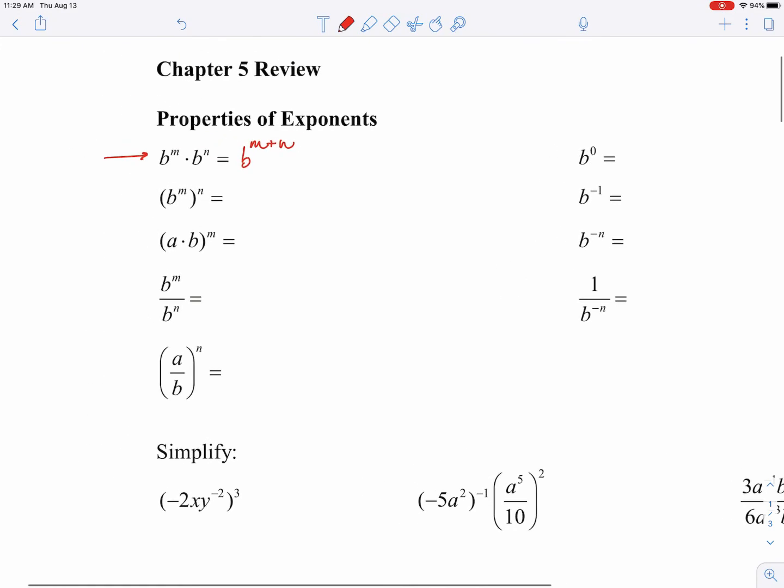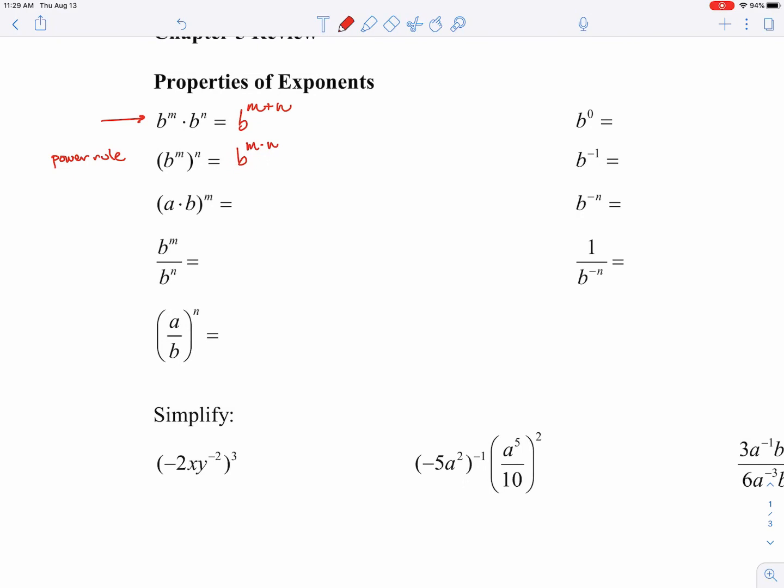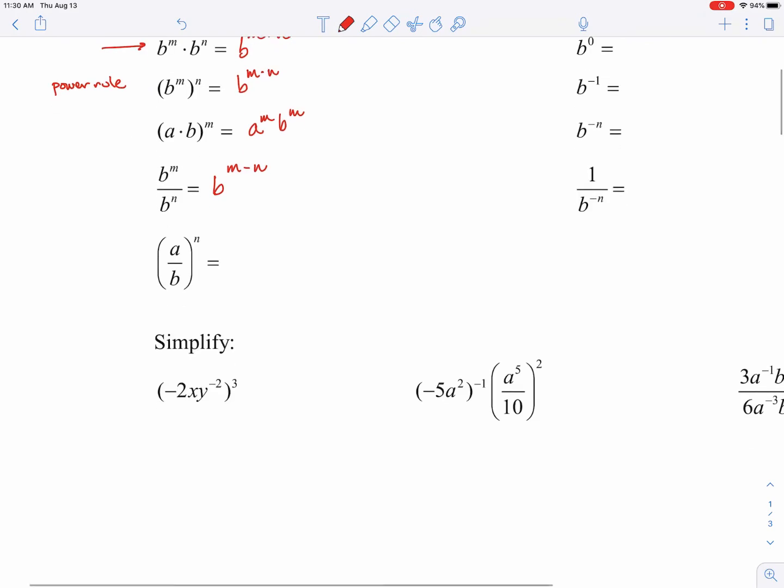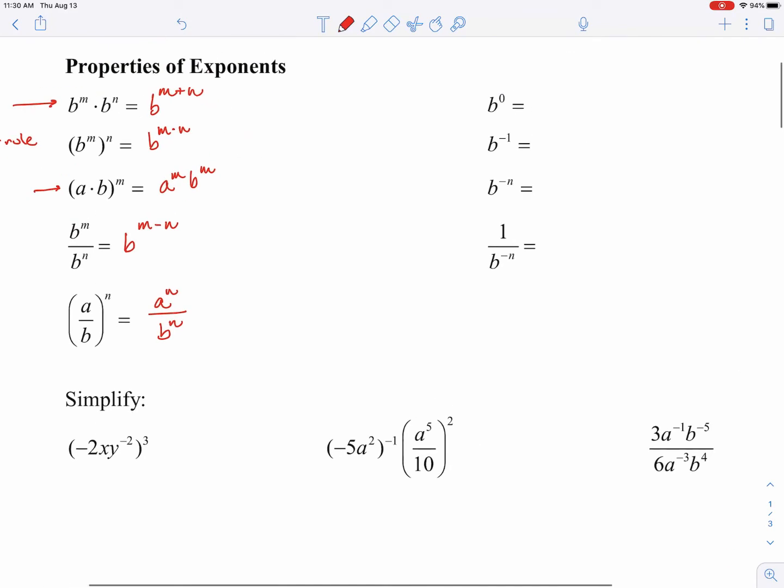In our next rule, when we raise one power to another power, this is called the power rule for exponents. We multiply the exponents. When we have a product raised to a power, we can raise the individual factors to that power. When we have one base to a power divided by another base to a power, instead of adding, we subtract top to bottom. When we have a fraction raised to a power, much like this product, we're simply going to raise the individual factors to that same power.